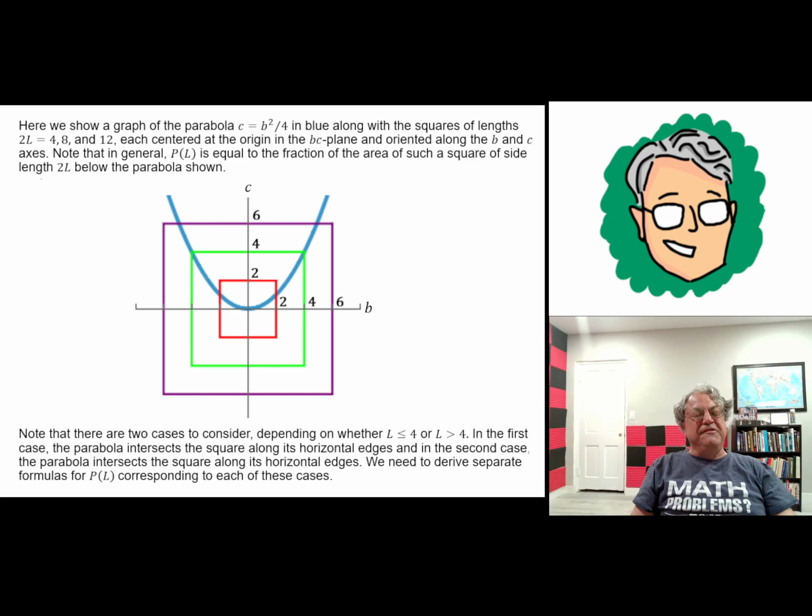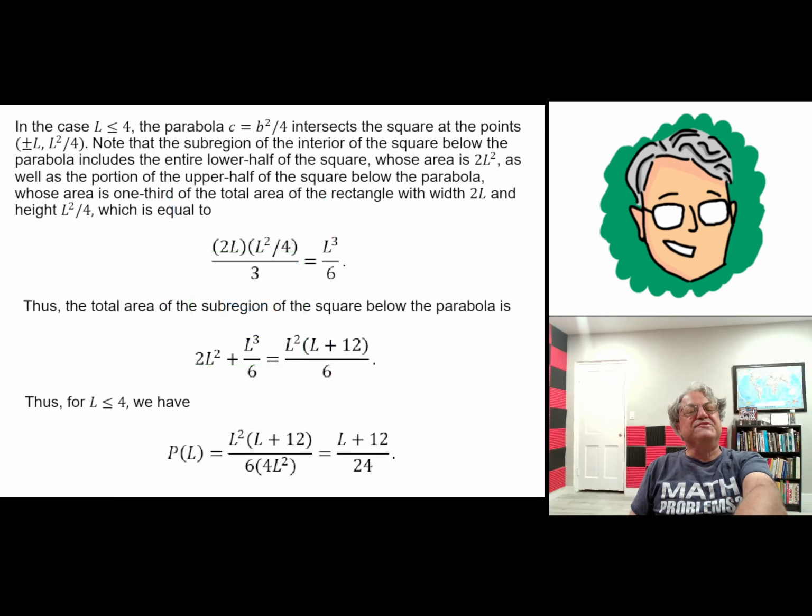That means that the quadratic polynomial will have two real roots in that case. So in each case, the probability is more than a half, because it includes the lower half of each square. So we can add one half to the total. The way I did it, I'm computing the fraction of the area of the square that's below the parabola. Anyway, let's just do the separate cases. First, let's consider the case where L is less than or equal to 4.